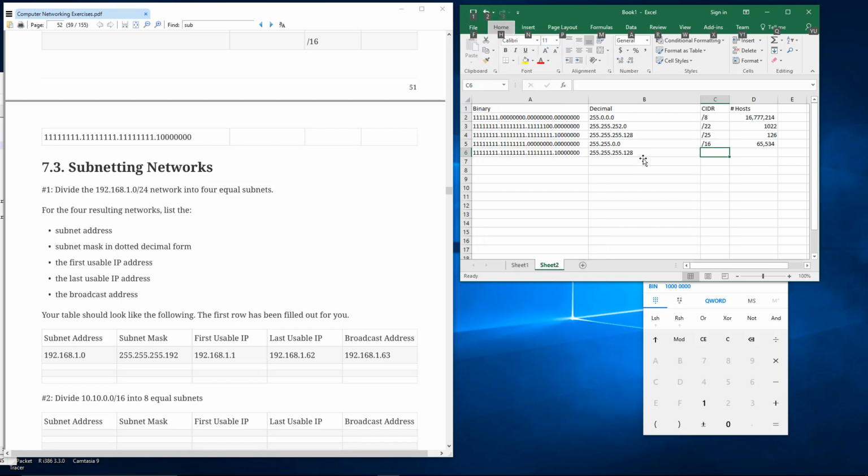Slash 25 equals 2 to the 7th minus 2. All right. Good. So it's good to be familiar with all these decimal notations. Just know that these subnet masks are always a bunch of ones followed by a bunch of zeros. You will never, ever, at any point, ever see a subnet mask that has a random 0 just stuck in there somewhere. That will never, ever, ever happen.